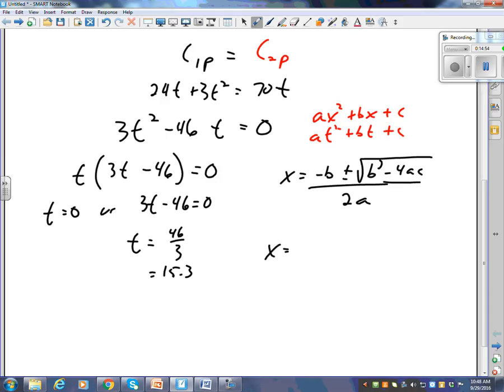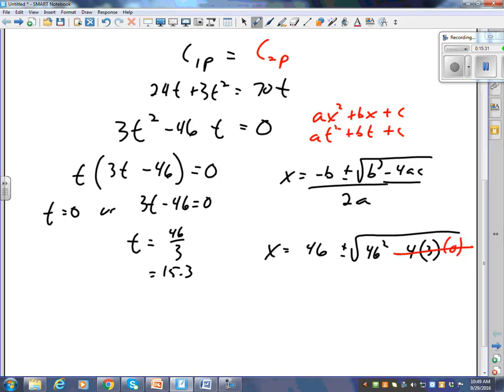Okay, so it's going to be minus b, minus a minus 46, so 46. You don't need a calculator for that. Plus or minus the square root of b squared, 46 squared, minus 4 times a, which is 3, and the c is 0, which means it's all 0.